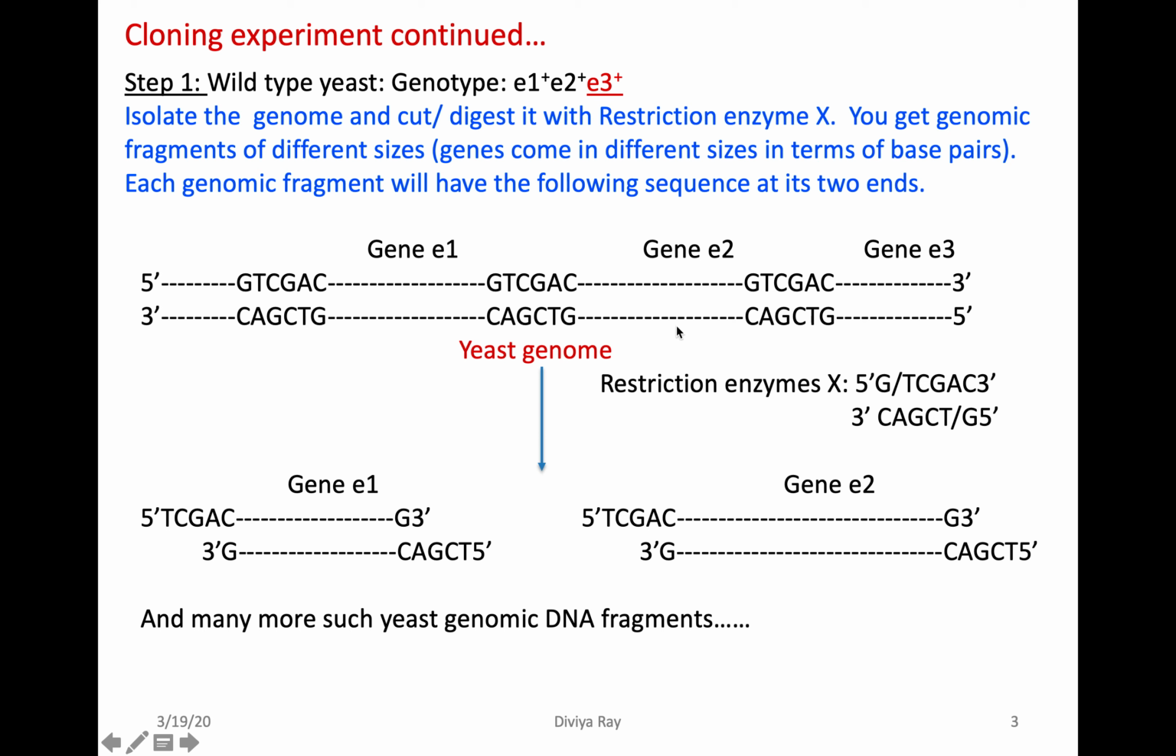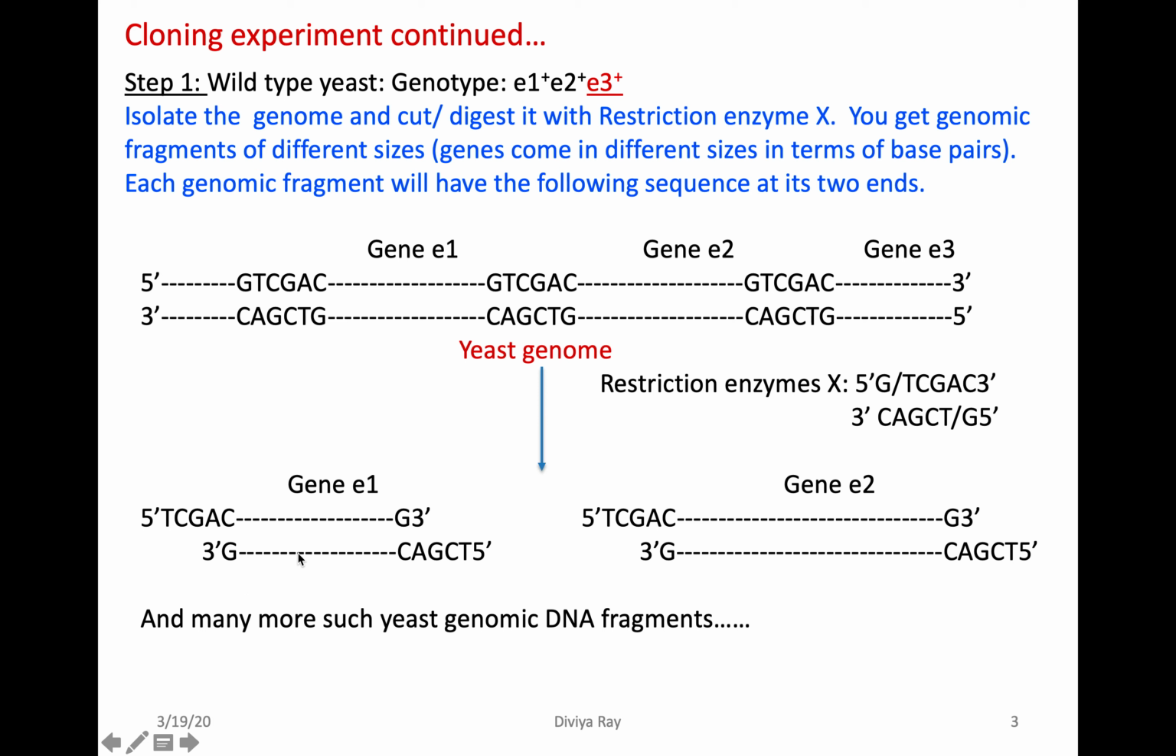So you cut this genome with the restriction enzyme X, which makes a cut between G and T over here and G and T over here. Similarly, G and T over here, G and T over here, G and T over here, and G and T over here. So when you cut the yeast genome with restriction enzyme X, you will end up getting multiple genomic fragments. These fragments will be of different sizes in terms of base pairs because genes come in different sizes.